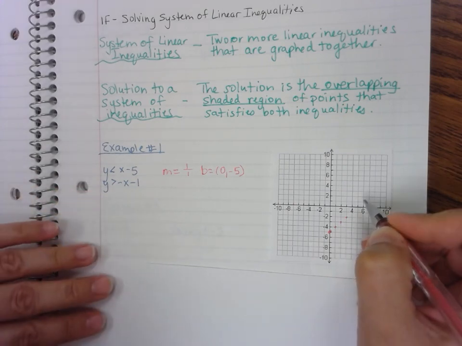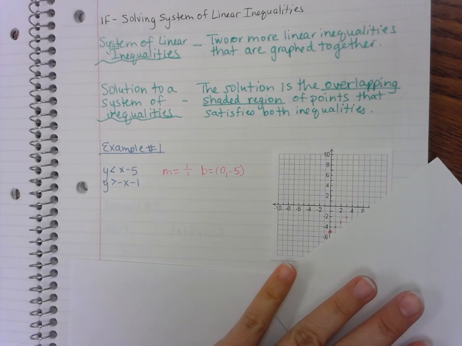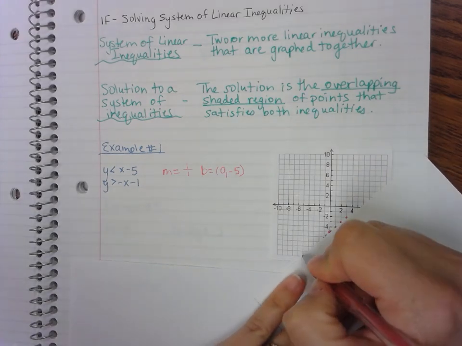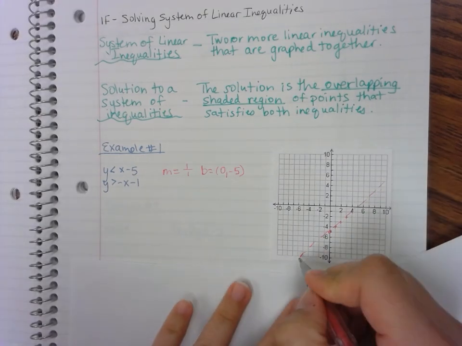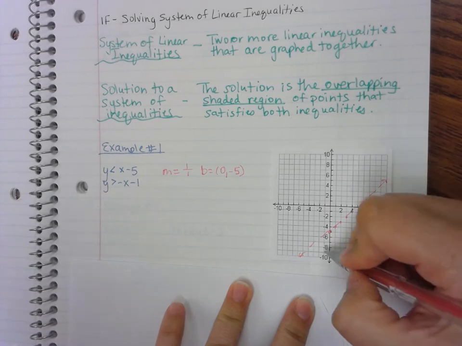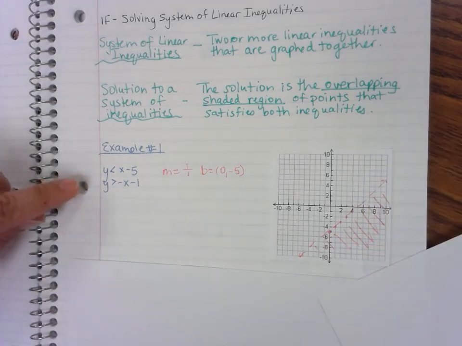Now this is less than, so that means that we're looking at a dotted line. Line that up there. A dotted line, and because it's less than, remember we want to shade below. Okay, so that's our first one.